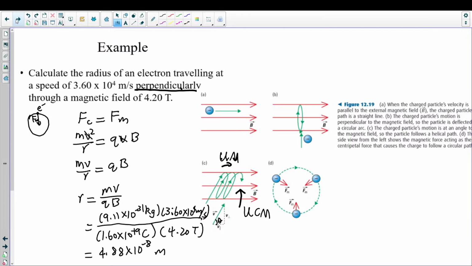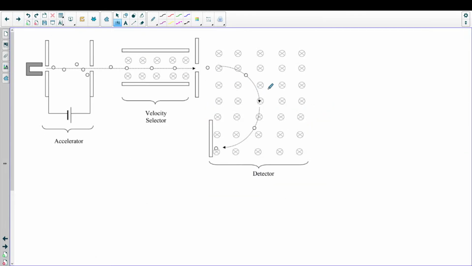Now, a very common application of this is known as a mass spectrometer. This is a very simplified version of a drawing of a mass spectrometer. It does get complicated, but essentially it's something used to determine the mass to charge ratio and other properties of charged particles. It's often used to identify unknown ions. So you put something in there and you can detect different compositions by adjusting settings. Of course, a lot of them can be automated. But how does it work?